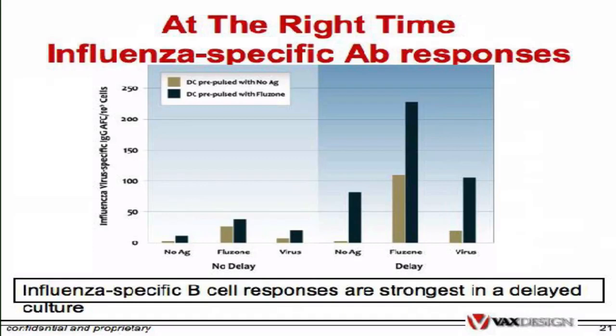our culture system as to when we put the antigen or the dendritic cells that are pulsed with antigen with the B cells in the system, we see that for Fluzone or for a virus alone, we get a much higher response in delaying the addition of these cells to the culture. So we're trying to mimic what happens in vivo.